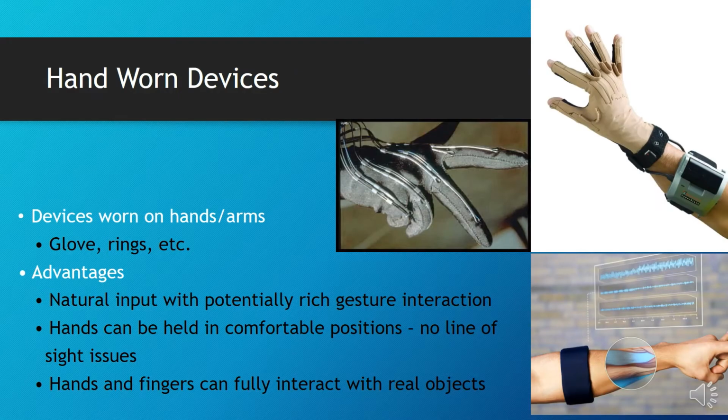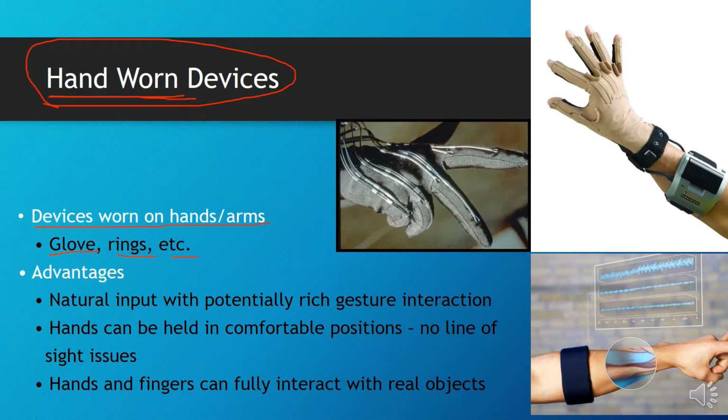The next category of the handheld VR input devices is the hand-worn devices. Okay, hand-worn. When it comes to the term hand-worn here, it means a device that will be worn on your hands or arms. Examples of these devices are gloves, rings, and so on. Okay, you can look at the figures on my right-hand side. Here are some examples of hand-worn devices that are worn on your hands or arms.